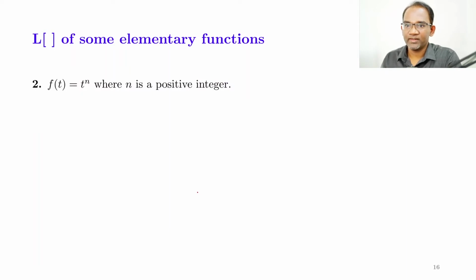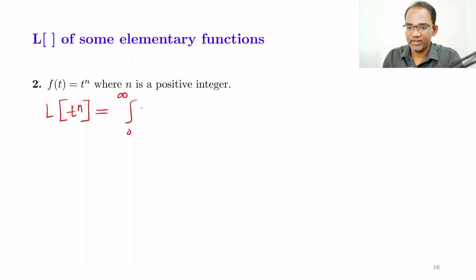The second function is t^n, where n is a positive integer. Now the Laplace transform of t^n is equal to the integral from 0 to infinity of e^(-st) t^n dt.